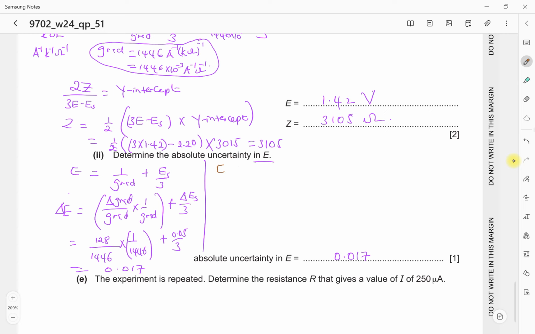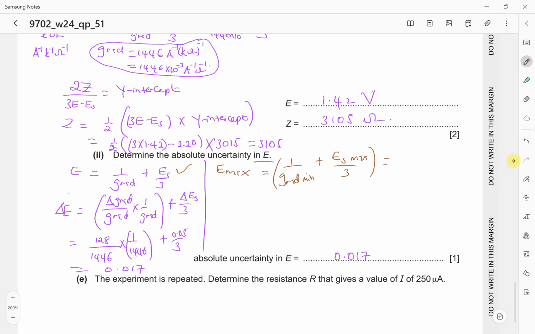So I'll get E max. Because I already have E as 1.42, I'm going to get the maximum value of E. Because I'm using this formula here, if E is to be maximum, the gradient should be minimum. So this is going to be 1 over the minimum gradient plus ES, which must be maximum, divided by 3.